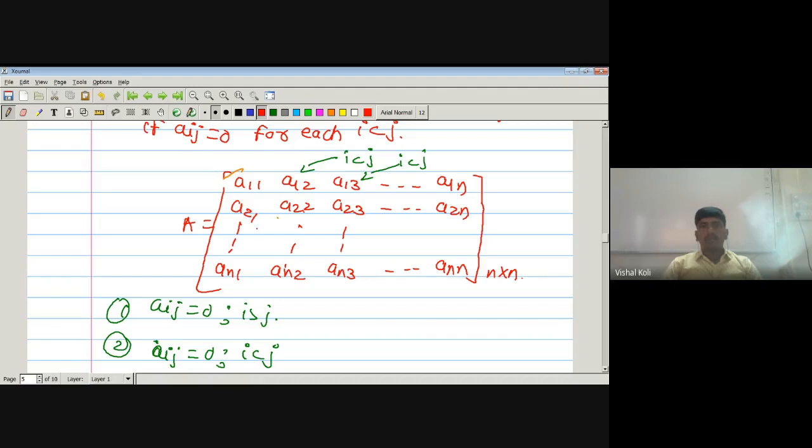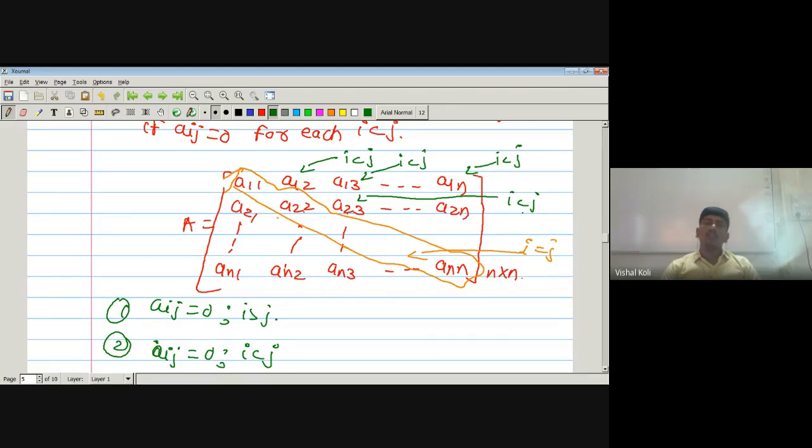A21. Okay. So first, see the diagonal elements. These are the diagonal elements, where i equals j. So here i is always equal to j. Now a23, here i will be 2, j will be 3. Here again i is less than j. Here i is 1, j will be n. Obviously i is less than j, and for this element also i is less than j.